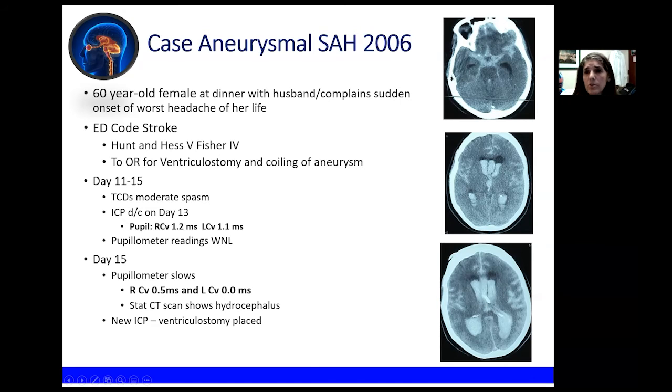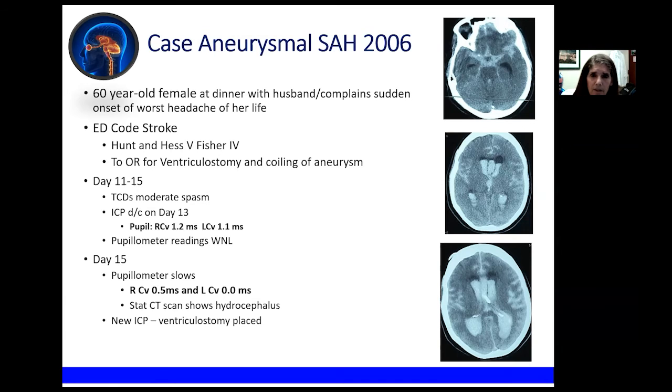But in 2006, we had the device, a pupilometer. We had a patient who had a bad subarachnoid hemorrhage, an intraventricular hemorrhage. It was a grade 5 Hunt and Hess, grade 4 Fisher. And the neurosurgeon had placed an ICP ventriculostomy in the brain. We had drained cerebrospinal fluid 4 days. And by day 13, they took the ICP catheter out. Now, on that day, her constriction of her pupils was quite normal, 1.2 millimeters per second.